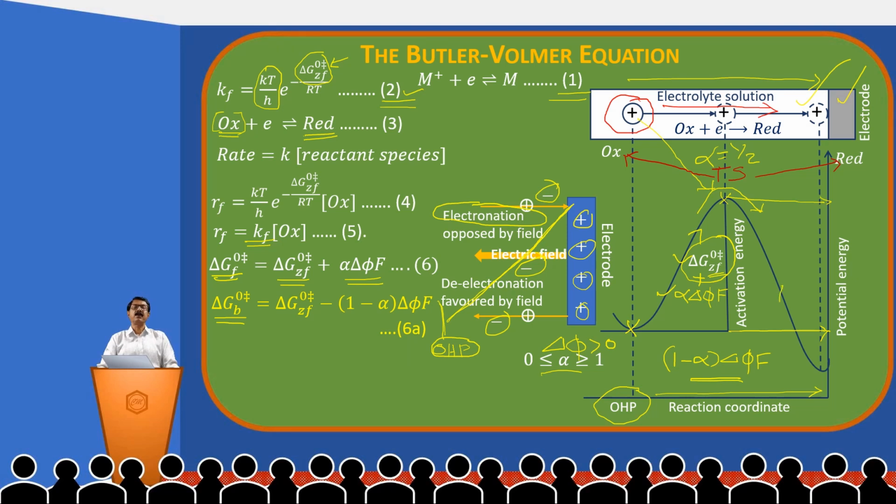Here delta GB0 double dagger is the new Gibbs energy change for the backward reaction. Now the rate of forward reaction, that is cathodic, including the electrical contribution, can be written as Rf is equal to kT by h e raised to minus delta G0 F double dagger by RT into concentration of oxidized species. Writing delta G0 F double dagger in the expanded way as given by equation 6, we can write Rf equals kT by h e raised to minus delta G0 ZF double dagger by RT into e raised to minus alpha delta phi F by RT into concentration of the oxidized species.